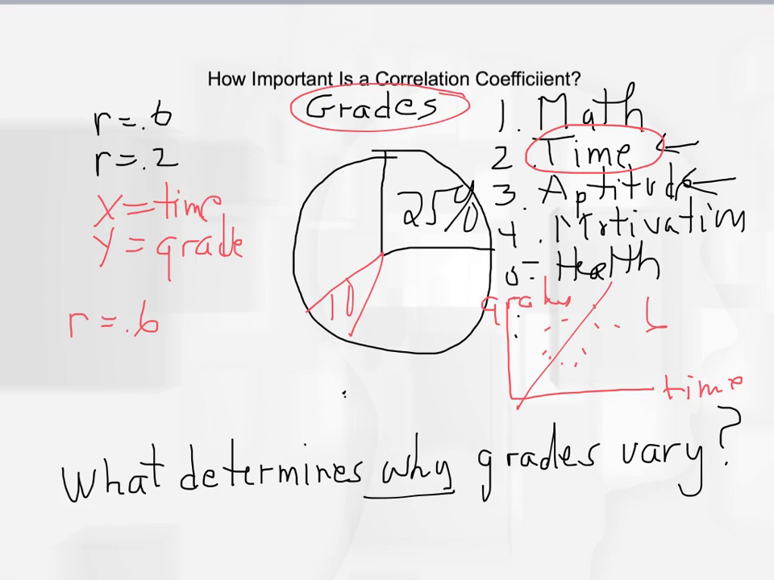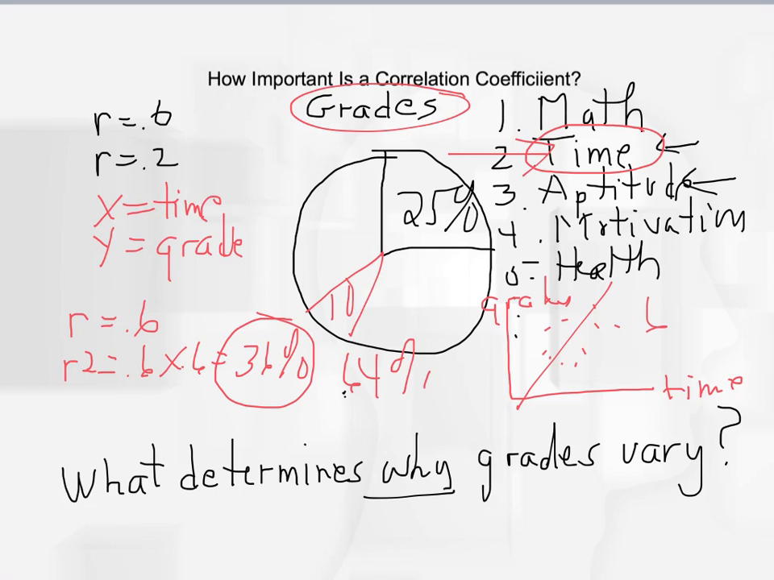Well, how important is that? If you square it, 0.6 times 0.6 equals 36%. What that is saying is that 36% of why people get different grades is explained by the amount of time that they're putting into the class. That's pretty substantial. Now, the total is 100%, so 64% is not explained.